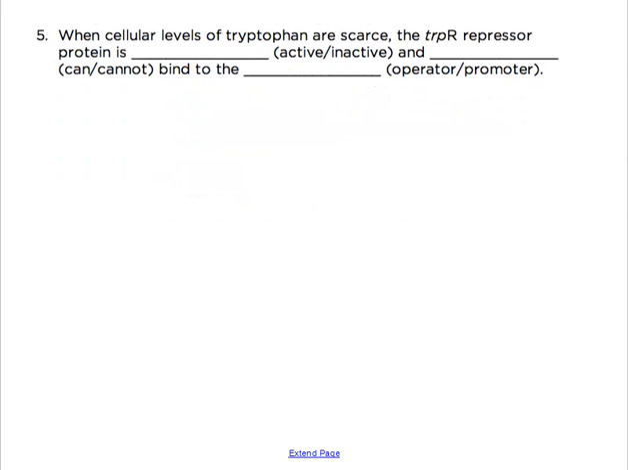Okay, questions 5 and 6 are just some simple fill in the blanks. So when cellular levels of tryptophan are scarce or low, the TRPR repressor protein is inactive, right? Because it's made in its inactive form, and it's only activated when bound to the co-repressor tryptophan. So in its inactive state, it cannot bind to the operator.